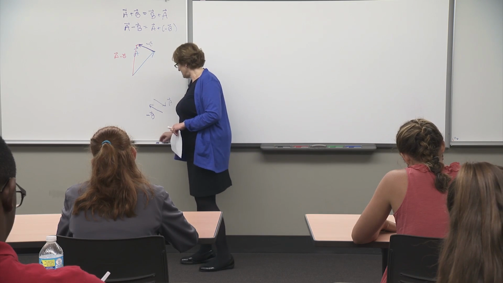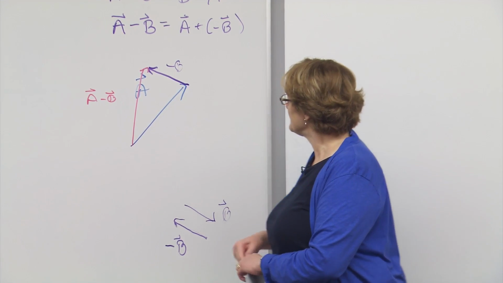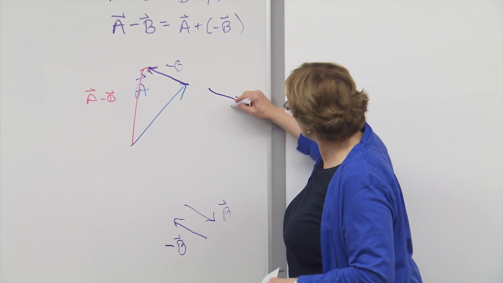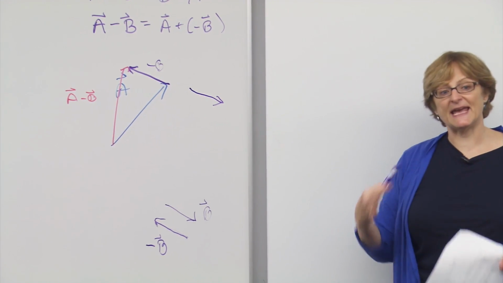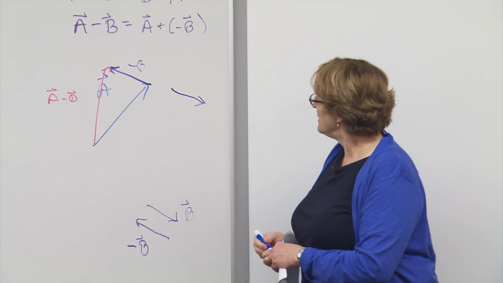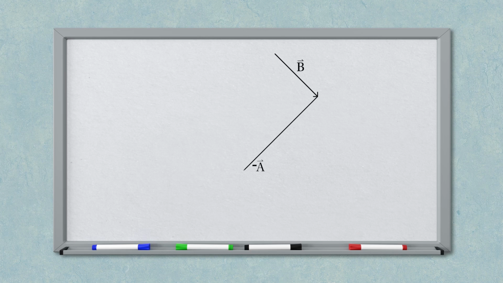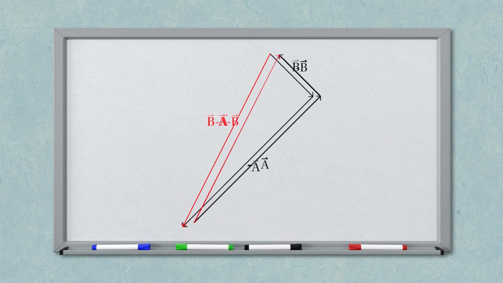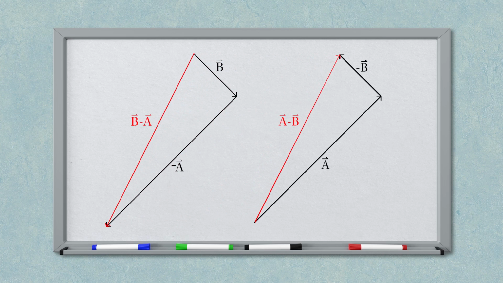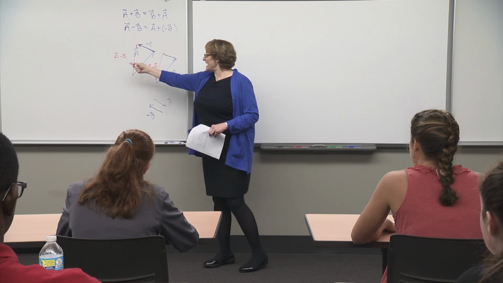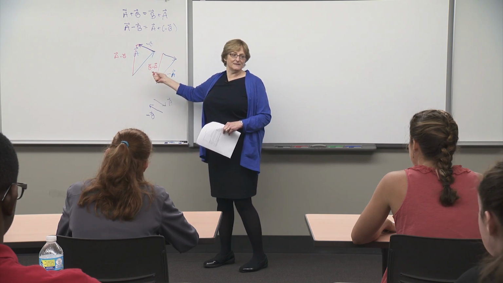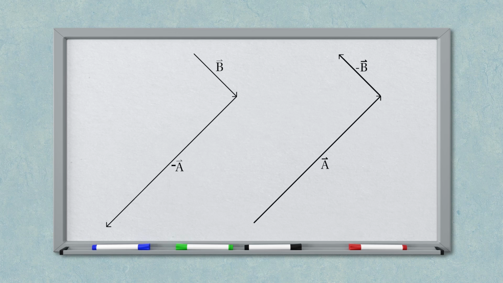So if I have B, B is this way, and now I'm going to add negative A. That has to be like this. This is minus A. And you see that the sum is B minus A. And B minus A is minus A minus B. Do you see that? A minus B is the opposite of B minus A. They're exactly the same length, but they point in opposite directions.